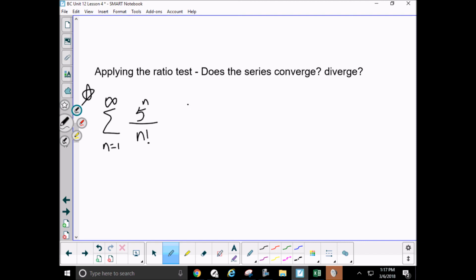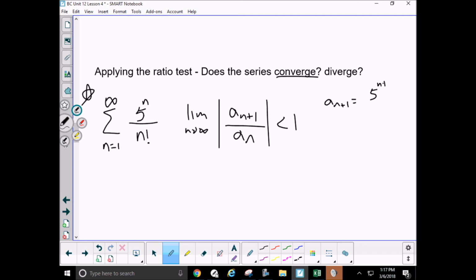Ratio test, once again, is, if we look at the n plus 1th term, and I divide it by the nth term, if this ratio is less than 1, we're convergent. Well, let's make sure we can express the n plus 1th term. Instead of n's, I'm going to replace them with n plus 1s. So this is 5 to the n plus 1, and this is n plus 1 factorial. Use parentheses when you are plugging in n plus 1.